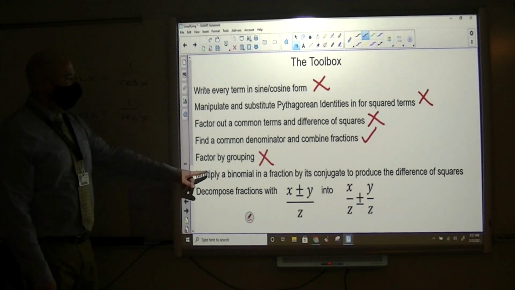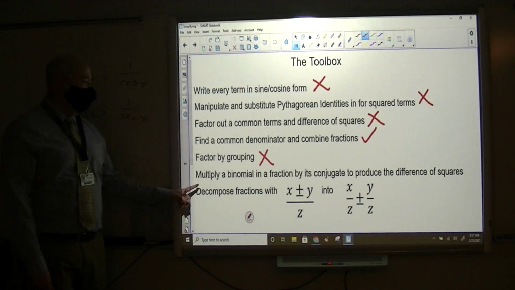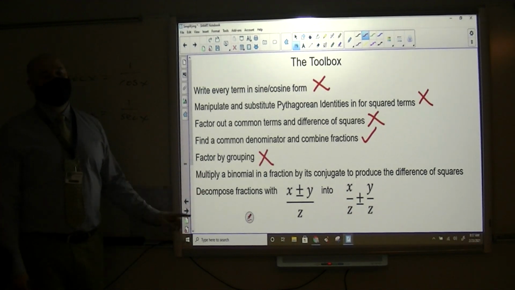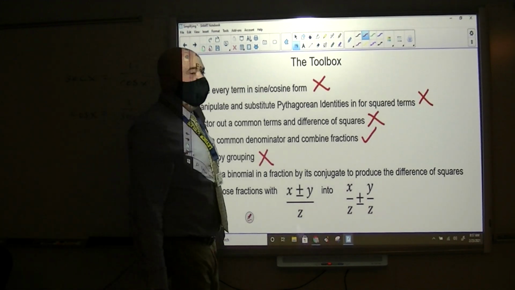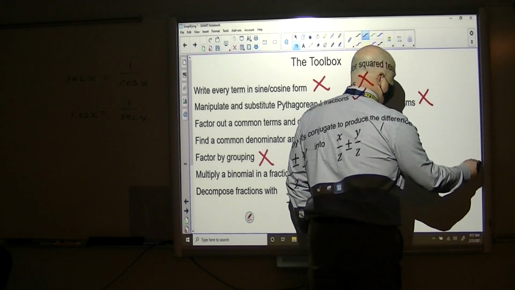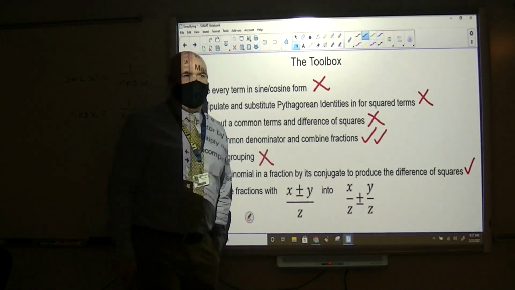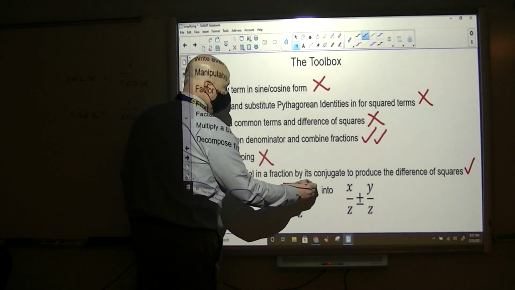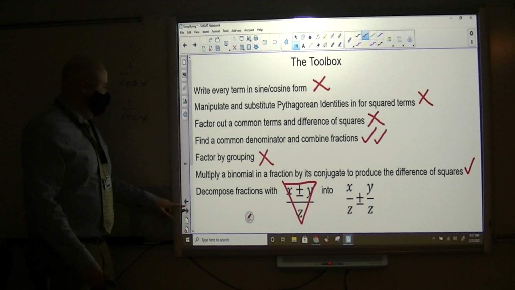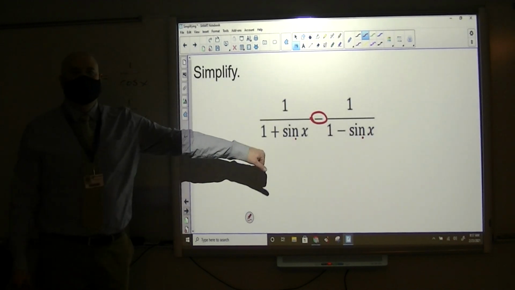What about multiplying a binomial and a fraction by its conjugate to produce the difference of squares? I'll be honest, this makes a lot of sense for this problem. Okay? But what's kind of funny is that we're going to be doing that by doing this. You'll see what I mean in a second. Decomposing a fraction that looks like an inverted triangle. This is actually the opposite of that.